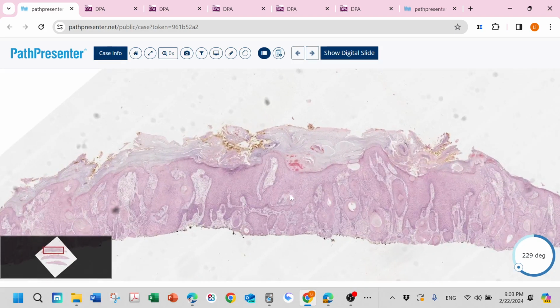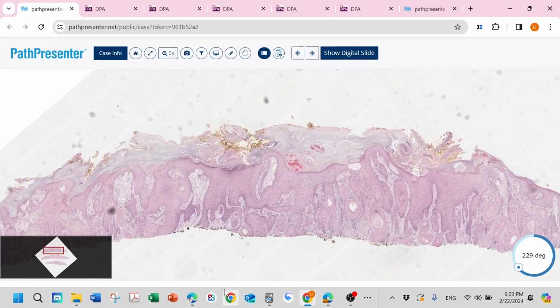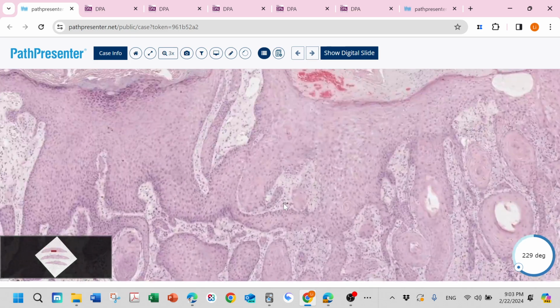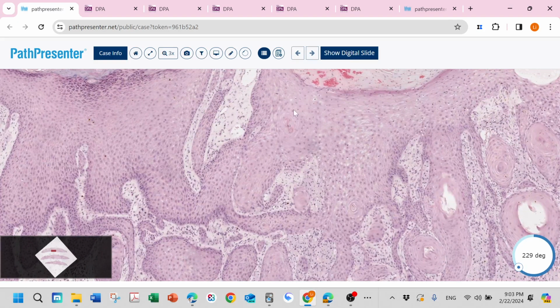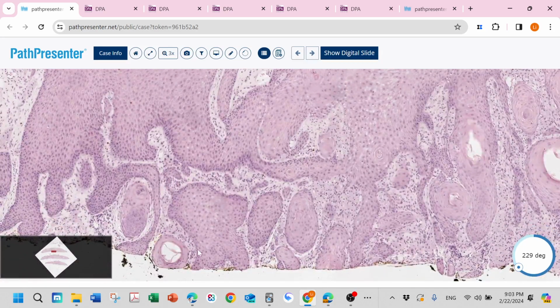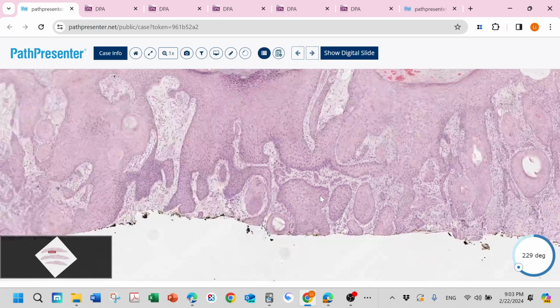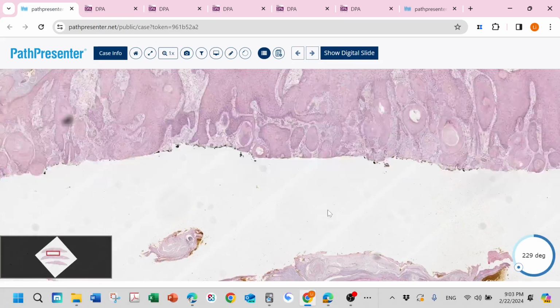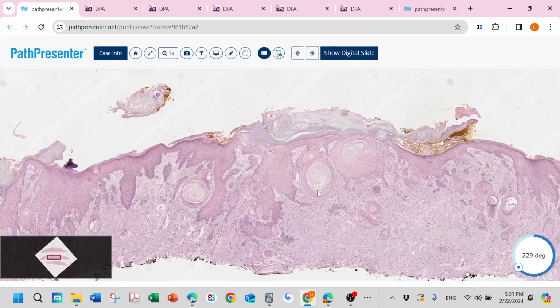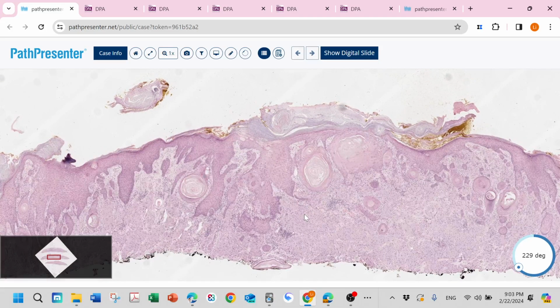In the first piece, it is really highly suspicious for well differentiated squamous cell carcinoma. We can see really high acanthosis. We also can see this nodule that is infiltrating into the dermis. However, in another sample, you can see something different from the usual squamous cell carcinoma. The dermis looks different.